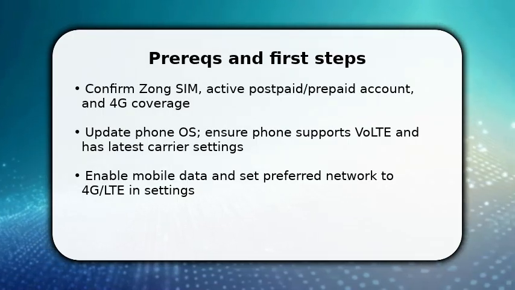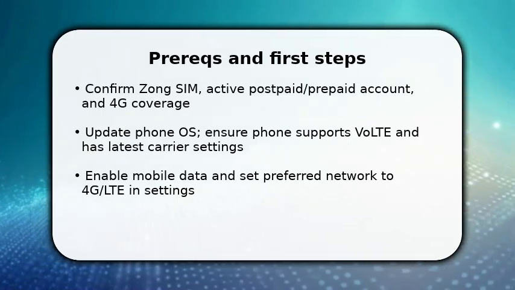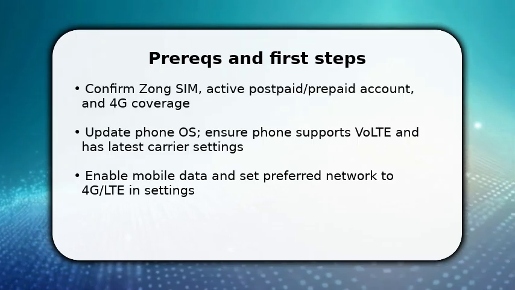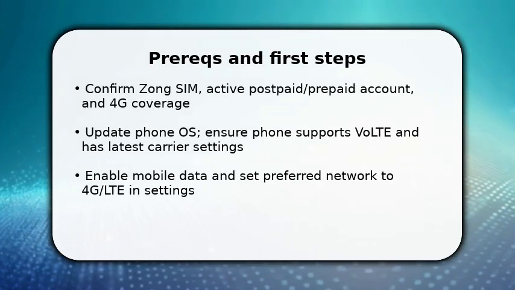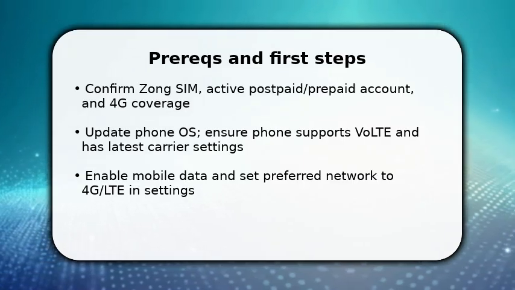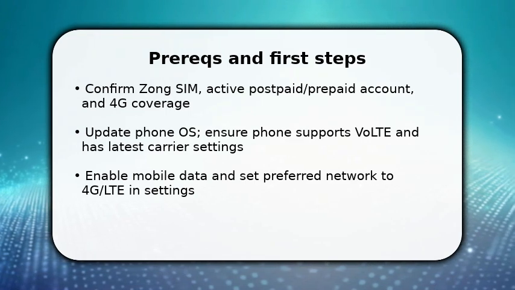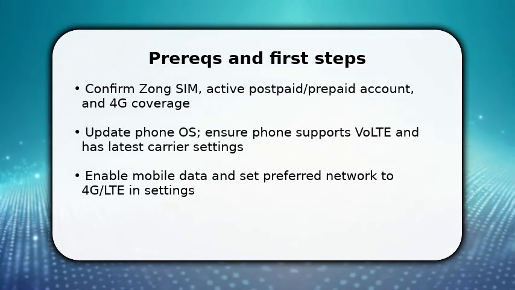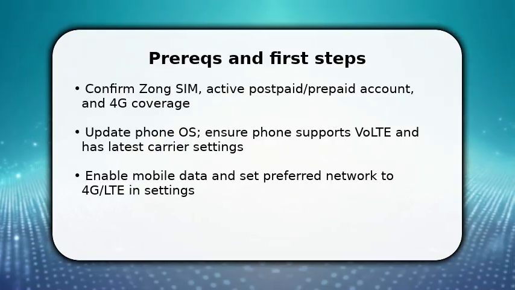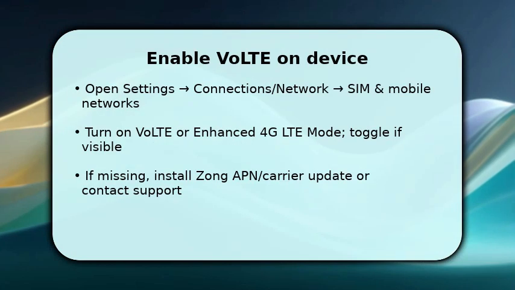Next, open mobile network settings and set preferred network to 4G or LTE. This forces the radio to register on compatible bands. Finally, ensure mobile data is on and restart the device so the network reads the new profile and prepares VoLTE.